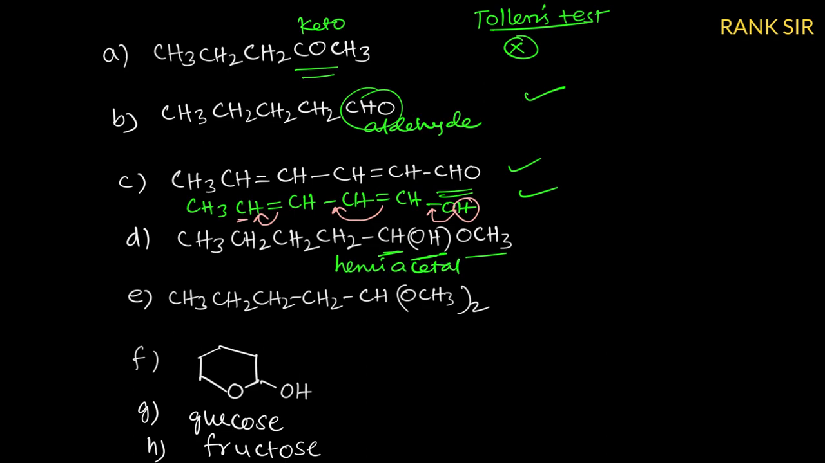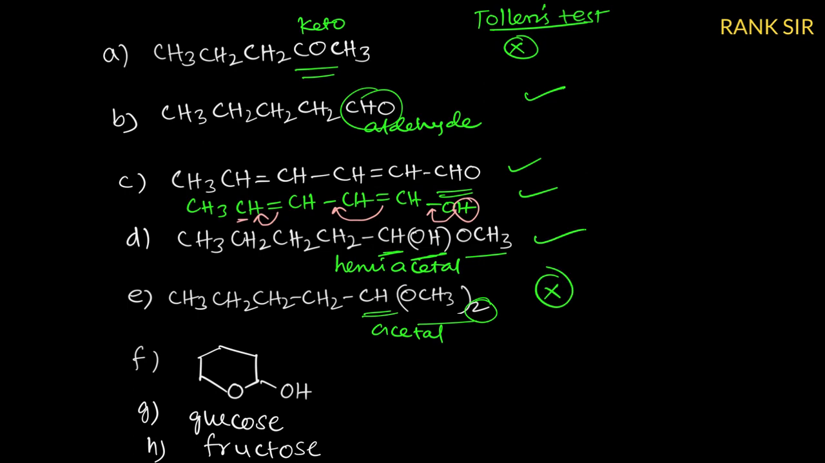Hemiacetal. Hemiacetals give a positive Tollens test. Then next, in this one, on this carbon, we have two alkoxy groups. This is therefore called an acetal. Acetals do not respond with the Tollens reagent.